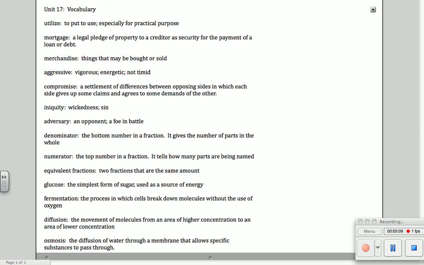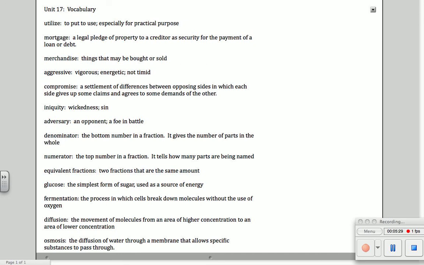Okay, and then you finally have osmosis. And osmosis is the diffusion of water. Okay, so we take water, the diffusion of water. So we have those molecules from a high concentration area to a low concentration area.